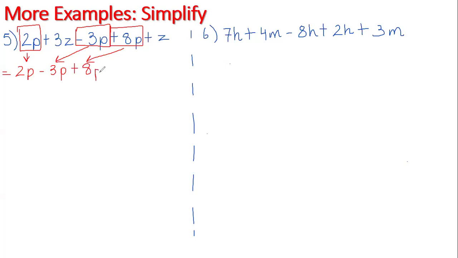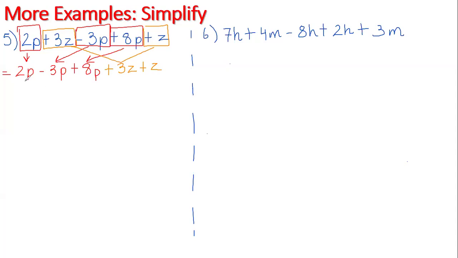So we have to group the p's together, and after we already group the p's together, we have to group the z's together. So let's go ahead and group the z's together. So it's going to be what? Plus 3z. Plus what? Plus z. So we bring them together. That makes sense? Yes, sir. Good.